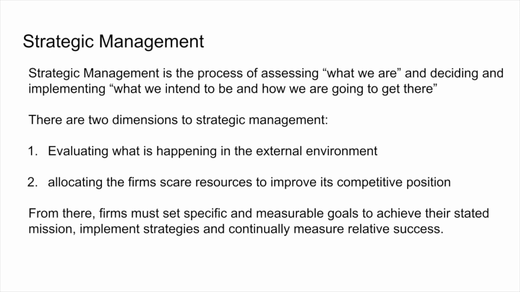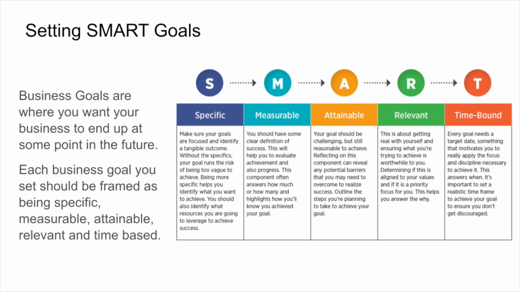From there, firms must set out specific and measurable goals to achieve their stated mission. We implement the strategies and continually measure their relative success. Out of our basic mission and the strategy that we put in place are the goals that we want to shoot for. Here are the things we want to do. So business goals are what an organization wants to be, where it wants to end up at some point in time in the future. This kind of creates the vision. Each business goal you set should be framed as being specific, measurable, attainable, relevant, and time-based. And we use an acronym for that called SMART.